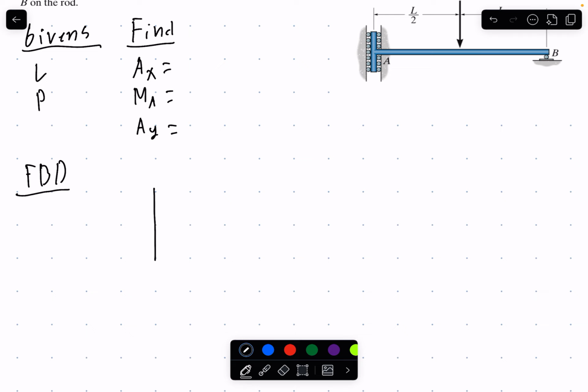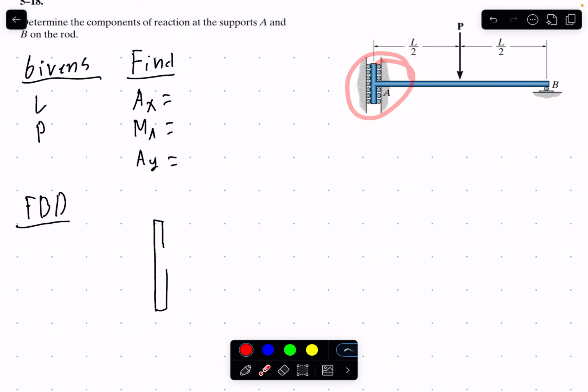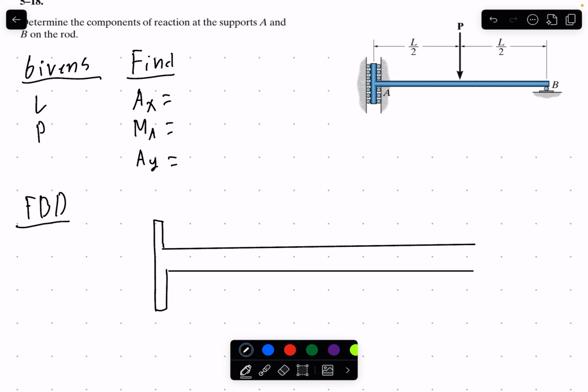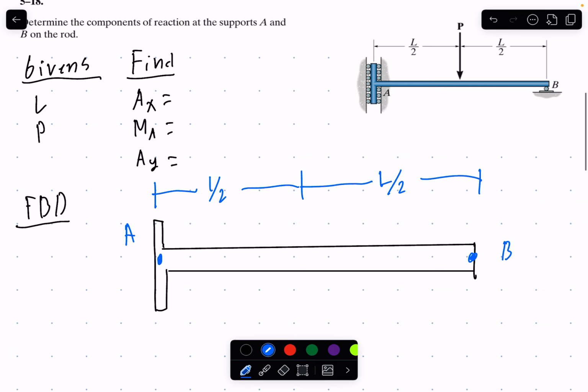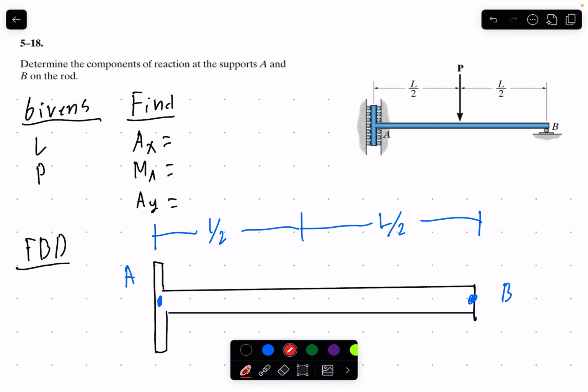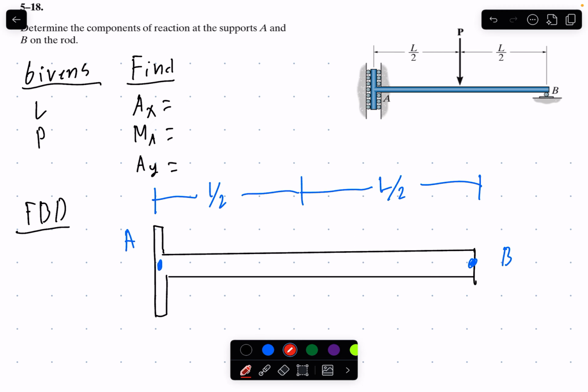Drawing the beam like this. Even though this is kind of in the reaction here, this part of the beam is still part of the system that we're looking at. So, a nice long beam here. As we go from left to right, let's label our points. We have A here, B over here, and we have L over 2 and L over 2. The reaction here at A, like I said, is going to be a reaction in the x direction.